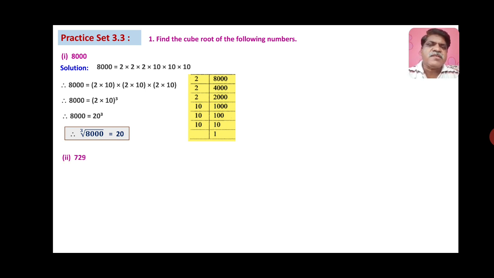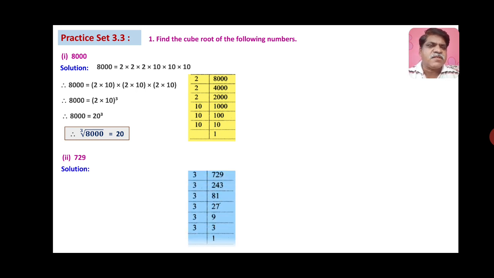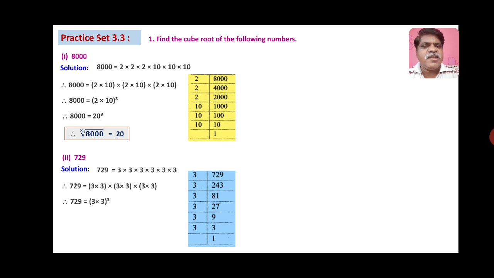So friends, 729. Next problem. These are the prime factors of 729: 3, 3, 3, 3, 3, 3, six times. So you can write 729 in the horizontal way as 3 into 3 into 3 and again 3 into 3 into 3. Group them as 3 into 3, 3 into 3, 3 into 3. So 729 is equal to 3 into 3 raised to cube. In a simple way, 729 can be written as 9 raised to 3. After taking the cube root on both sides, the cube root of 729 is equal to 9.